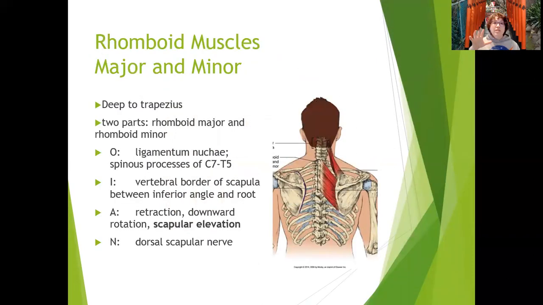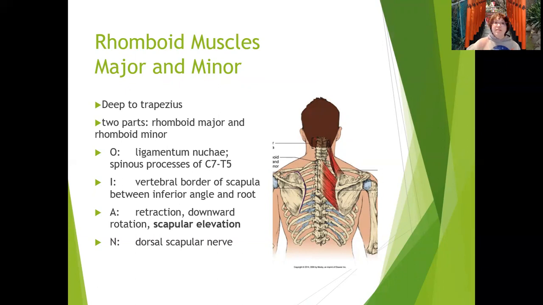So the rhomboid, major and minor, they're basically in line with each other. They're deep to the trapezius, and they're inferior to the levator scapula. Their origin is on the ligamentum nuchae, just like the upper trapezius. It's kind of contiguous almost with the lower portion of the upper trapezius. And spinous processes of C7 through T5.